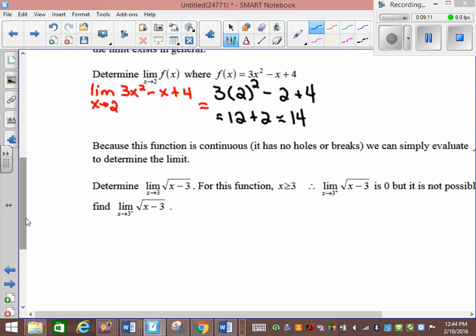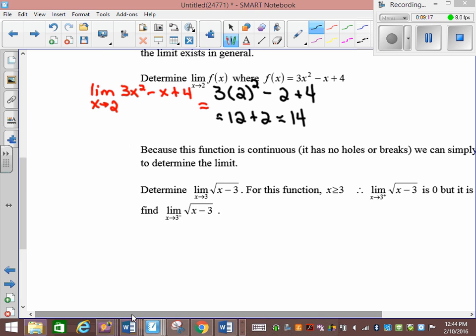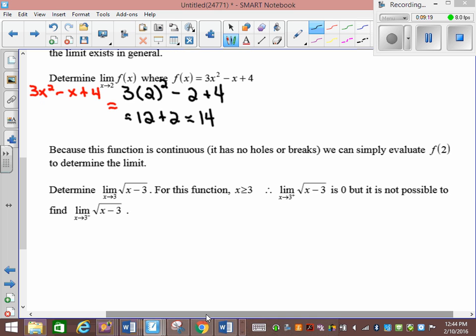So because this function is continuous, it has no holes or breaks, we can simply evaluate f(2) to determine the limit. Let's look at this one. Determine the limit as x approaches 3 of the square root of x minus 3.